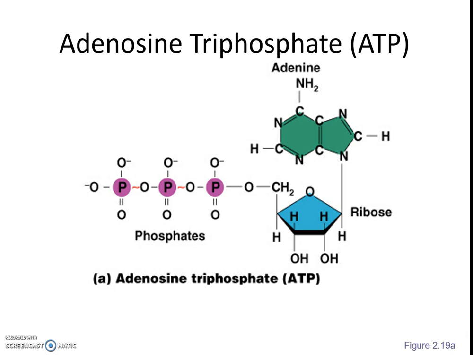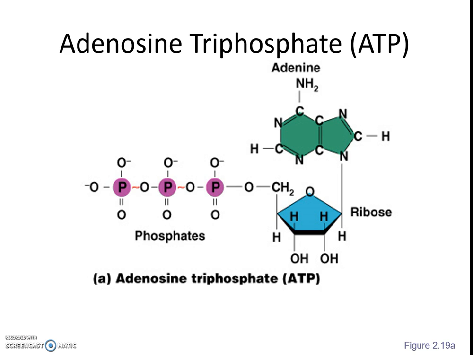Here we see an adenosine triphosphate molecule. Notice we have adenine and a ribose sugar that make up the adenosine. Then on the left side, notice we have 3 phosphate groups. Now, the energy is actually stored between the oxygens that are on the different phosphate groups. So if we break that bond between the phosphate groups, we release that energy.